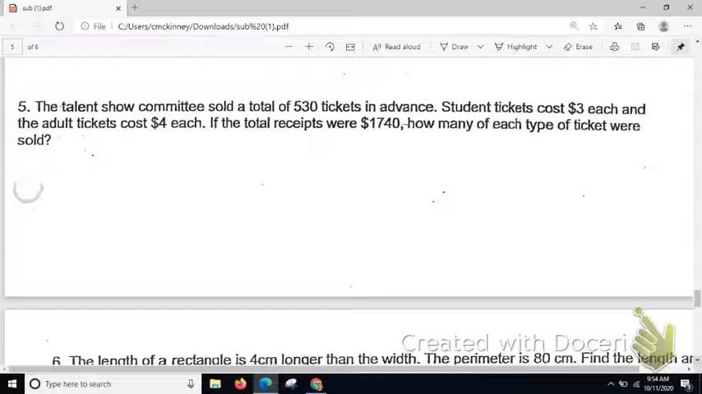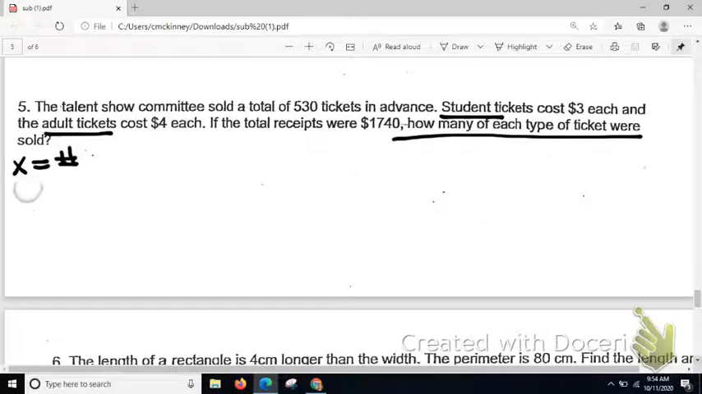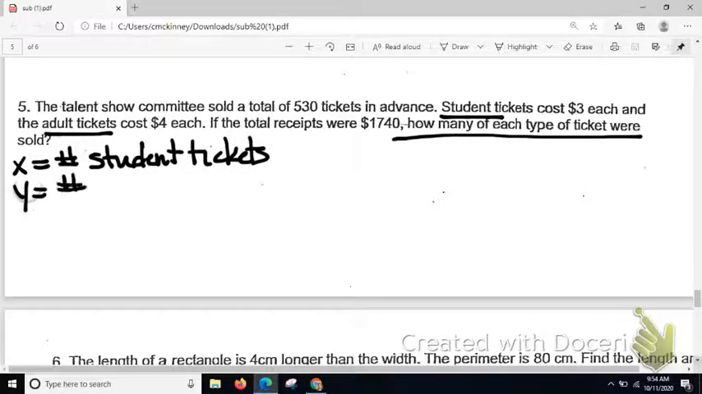So how many of each type of ticket? Well, let's see what type of tickets were there. There were student tickets and adult tickets. All right. So X is going to be, and we're looking for how many, so I'm going to say the number of student tickets. It's not how much they're worth this time. It's how many of them. And Y is the number of adult tickets.